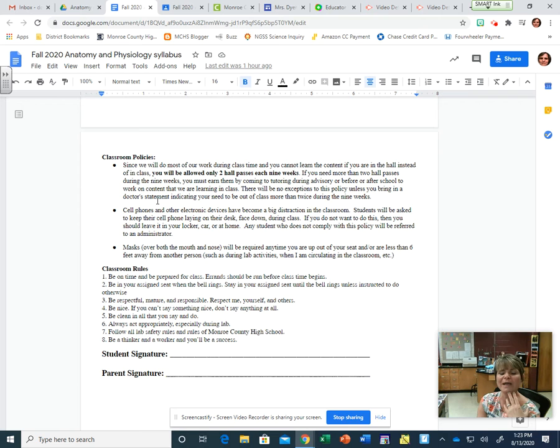When we do return to in-person classes, you are only allowed 2 hall passes each 9 weeks. If you need more than that, again, 2 hall passes, meaning 2 times that you can leave the room to go to the bathroom or leave the class for whatever reason. If you need to leave more than that, unless you have a doctor's excuse, the only way you can leave more than that is if you have come to tutoring. You can earn extra hall passes by coming to tutoring.